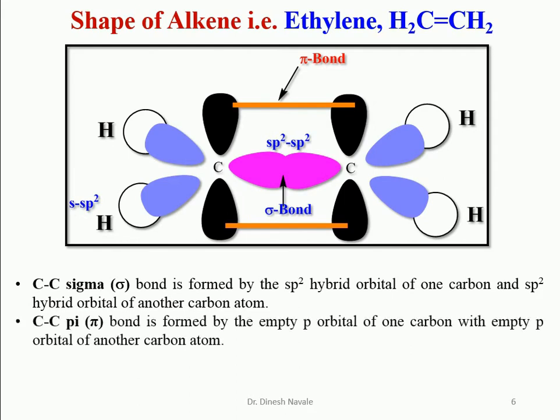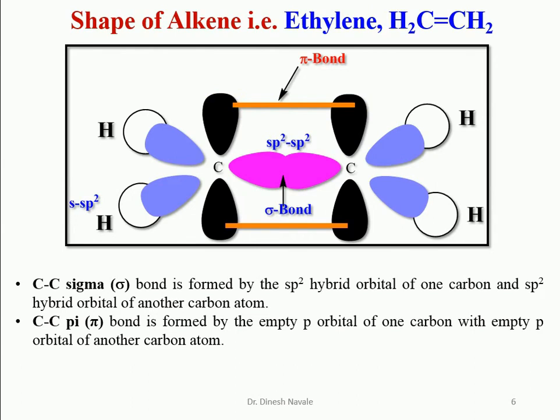Now the carbon-carbon pi bond. Out of this double bond, one is sigma, one is pi. We have seen how the sigma bond is formed. Now we are going to discuss how the pi bond is formed. During sp2 hybridization, one of the p orbitals remains empty, perpendicular to the other three sp2 hybridized orbitals. So the empty p orbital of one carbon atom and the empty p orbital of the other carbon atom will overlap. In the case of the pi bond, the overlap is on the upper side as well as the below side of the plane.